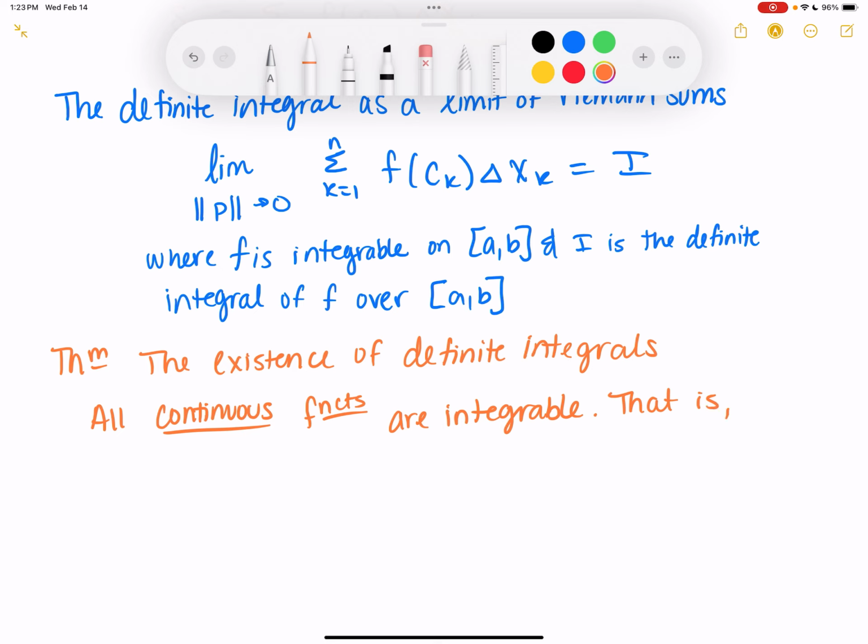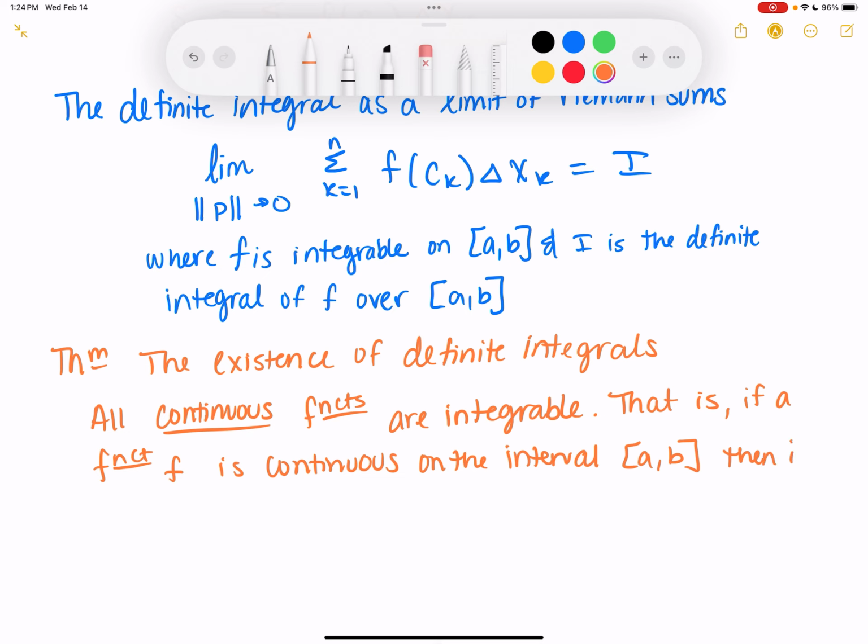That is, if a function f is continuous on the interval a to b. Now, notice it's on that interval. A function might not be continuous everywhere, but if it is on the interval, then it's still okay. Then its definite integral over a to b exists.